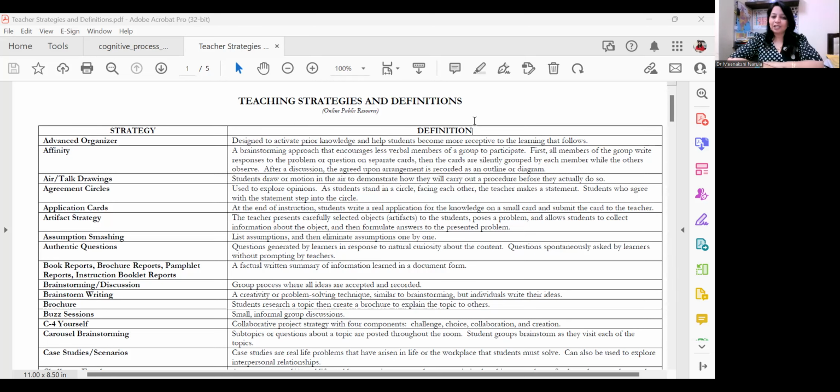Next are buzz sessions. They are small informal group discussions. Sometimes you may have to have some informal discussions in the classroom. Every time, there is no need to divide the students according to a particular learning style or groups. In general, you can have some buzz sessions.